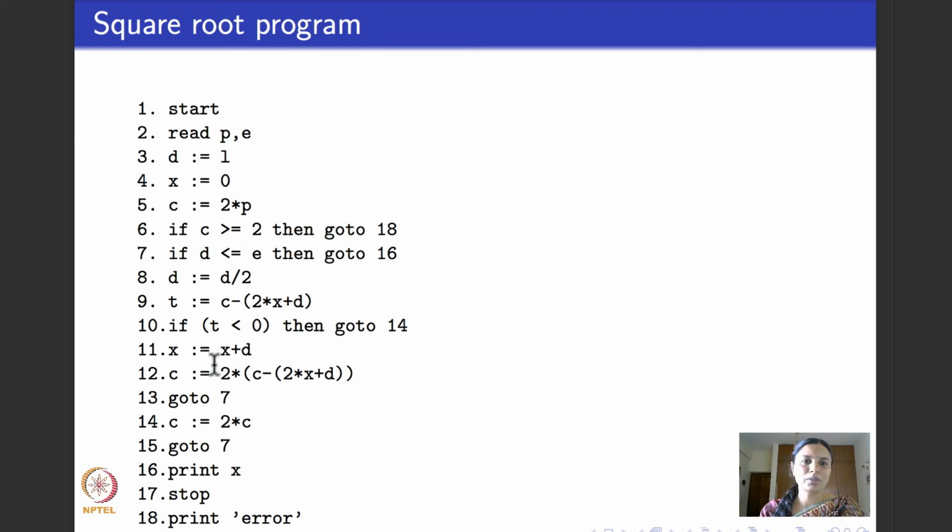So then where is the loop? The loop is around here. There is an if statement here. It computes d and t. If t is less than 0, it says go to 14. 14 does 2 star t, c, and then it says go back to 7. So you do this, then you could either go to 16 or you continue 8, 9, 10, 14 and go back to 7. So there is a loop here.